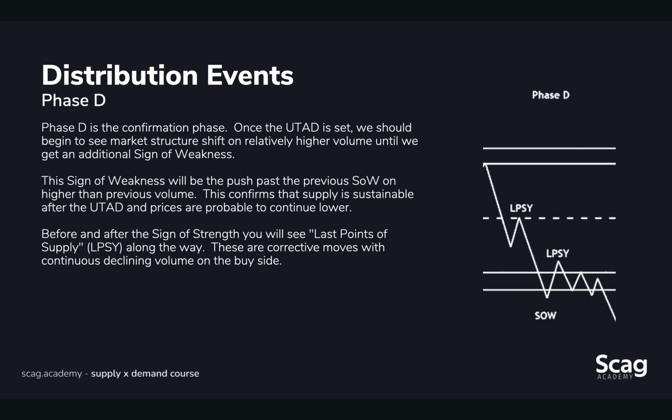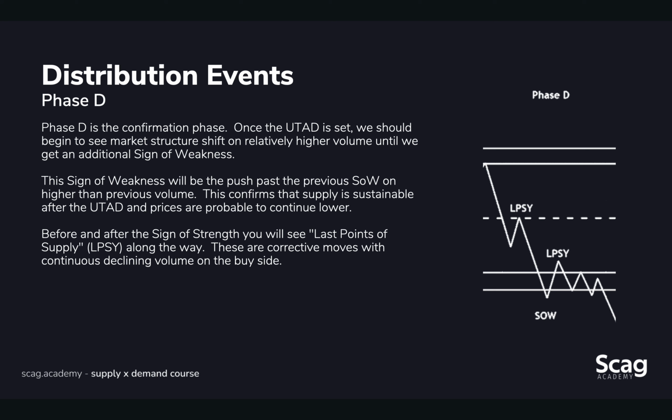So phase D. Phase D, again, is the confirmation phase, right? So once the upthrust after distribution is set, we should begin to see market structure shift on relatively higher volume until we get an additional sign of weakness, right? So this sign of weakness will push past the previous sign of weakness, right?